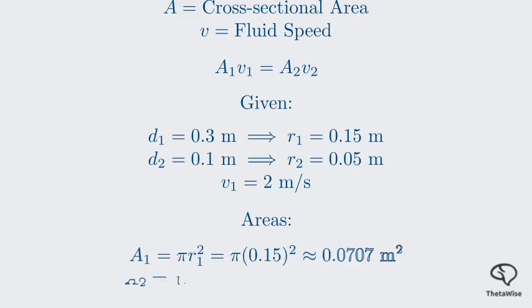The area of a circle is pi times the radius squared. The radius is half the diameter. So, for the wider section, A1 is pi times 0.15 squared, which is about 0.0707 square meters. For the narrower section, A2 is pi times 0.05 squared, which is about 0.00785 square meters.